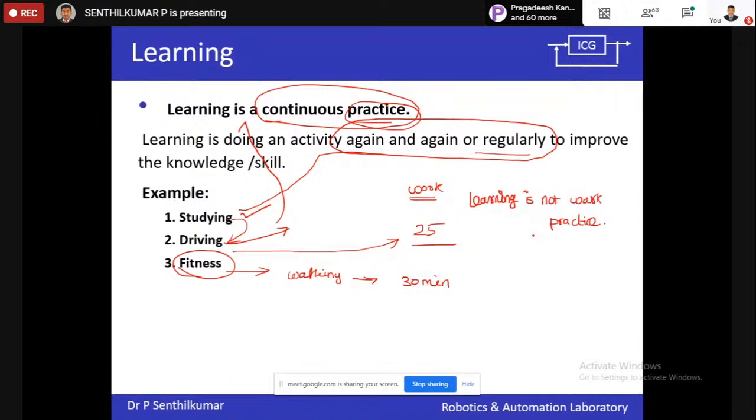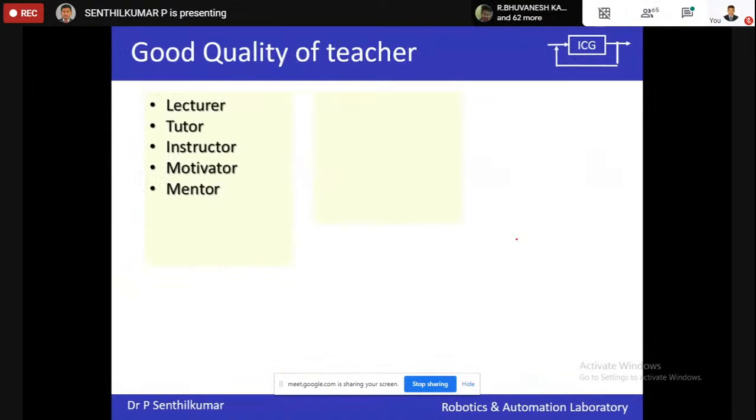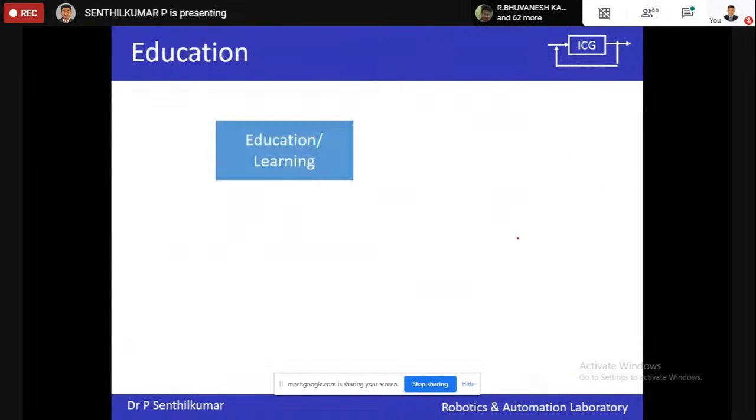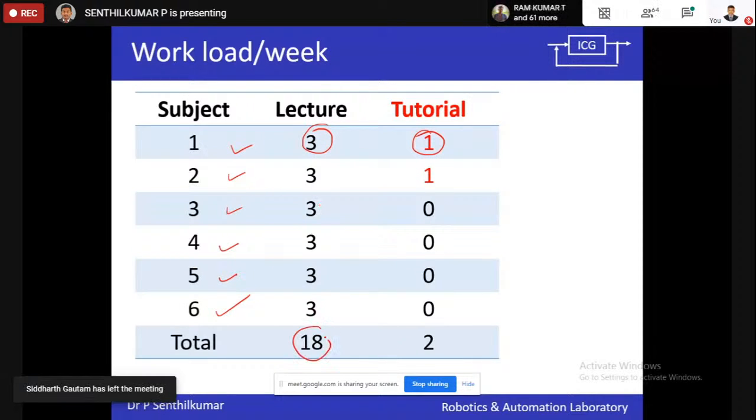You spend some time at your home. Even you see the workload of a student. I will show you some workload of students, how students' workloads are designed. See, this is the workload of a student. There are 6 subjects except laboratory. In that, 3 hours for lecture, 1 hour for tutorial, 3 plus 1. Okay, you add all the lectures, 18 plus 2, totally 20 hours.